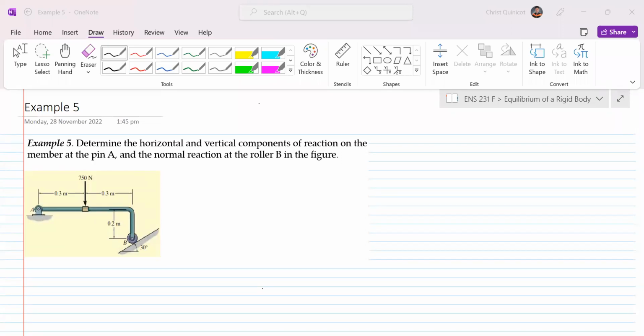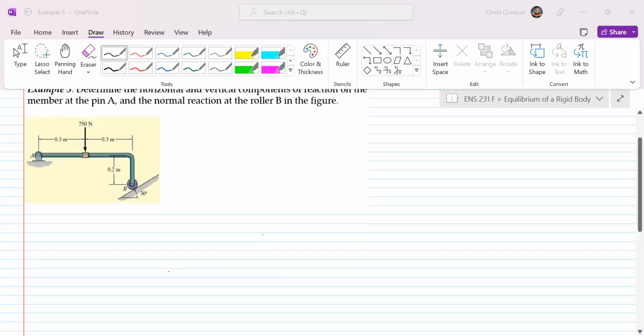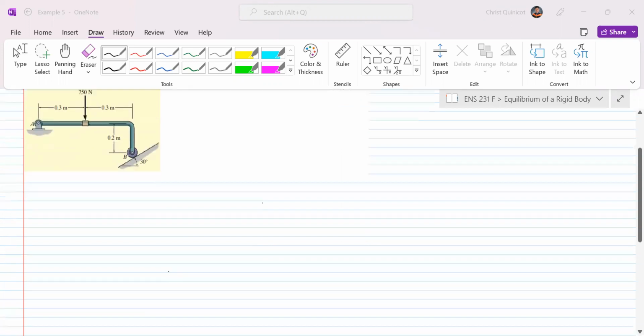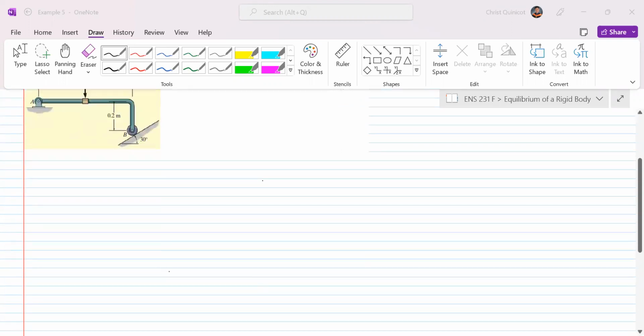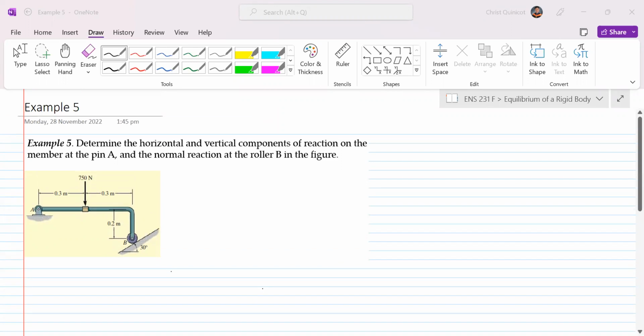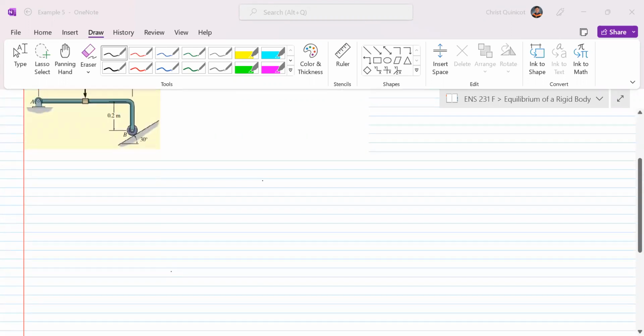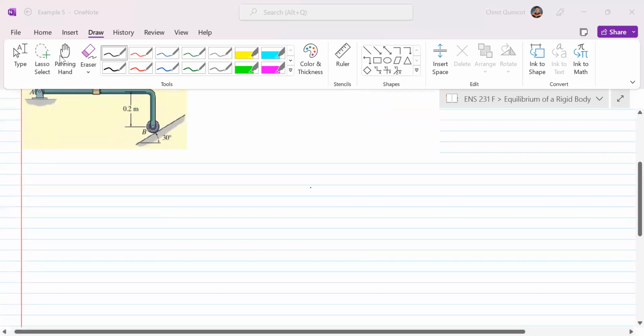Example 5. Determine the horizontal and vertical components of reaction on the member at pin A and the normal reaction at the roller B in the figure. The first thing that we are going to do is draw our free body diagram. And if you can observe, the incline at B is 30 degrees. Okay, we draw our free body diagram.